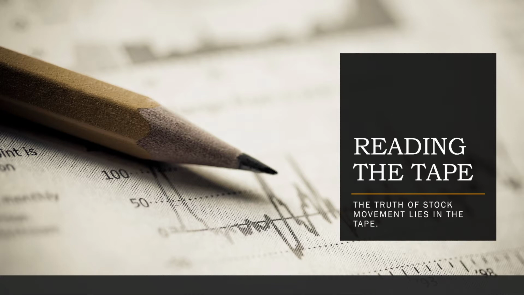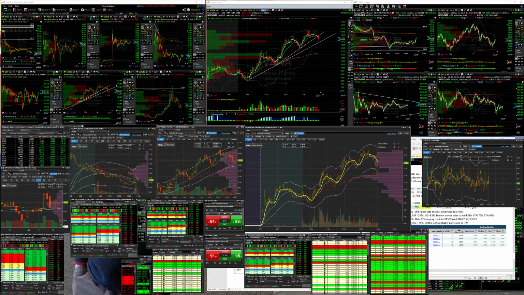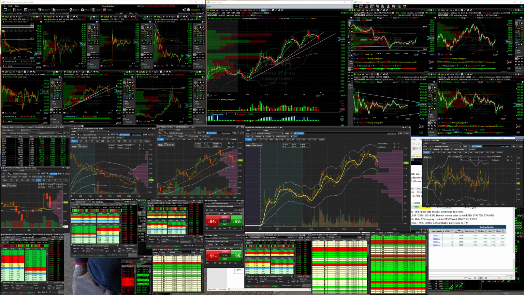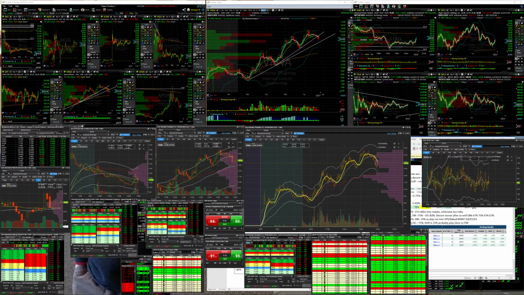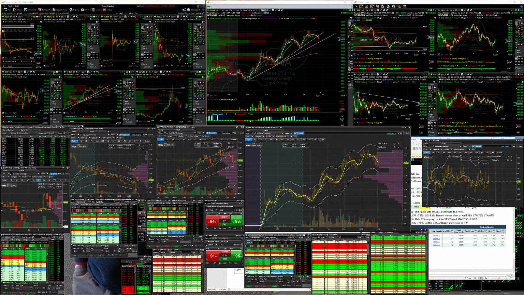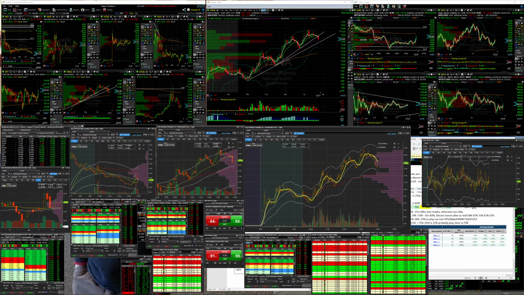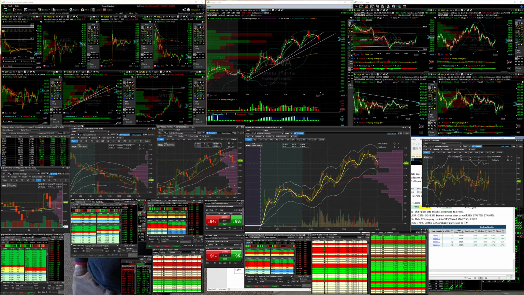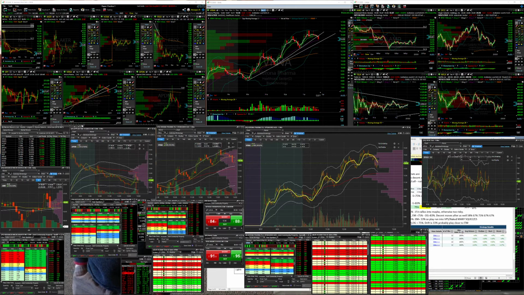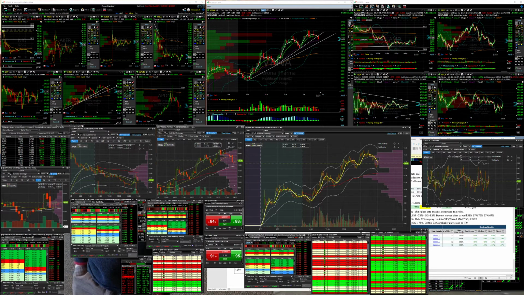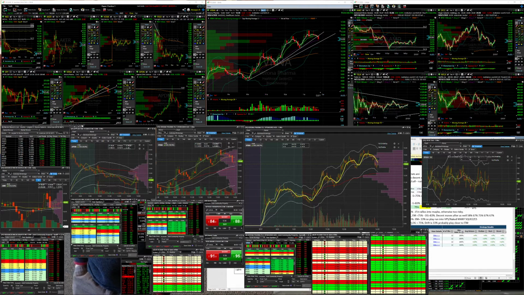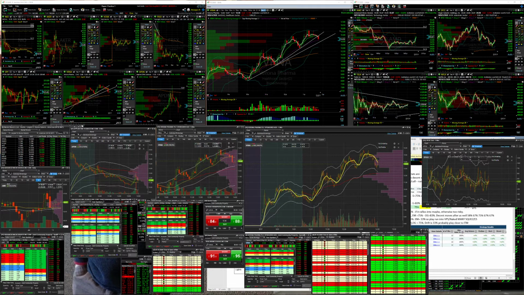Here, I'm actually going to pull this up real quick. I'm going to put this in the chat and you can see what I mean. If you click on that, that's VRNA. Every blue triangle is a buy and every red is a sell. So you can see how many times I buy and sell, right? I do it a lot.